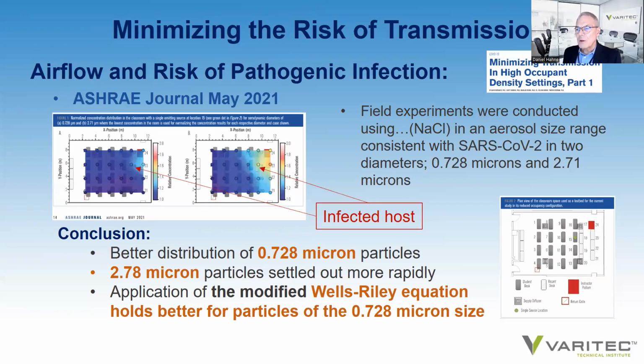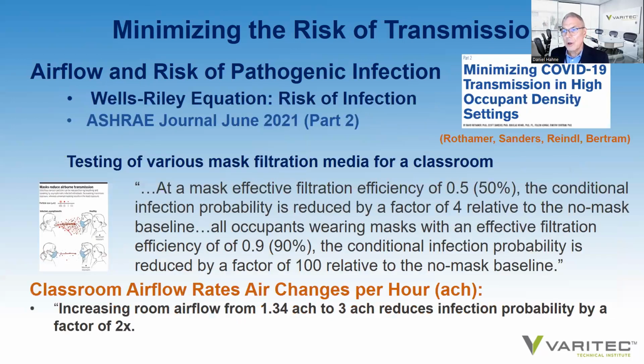And then they used the Wells-Riley modified equation to demonstrate that a particle of 0.728 microns does disperse more readily throughout the environment than the larger 2.78, because the larger particle will respond to gravity and drop out of the air more quickly than the smaller particle. Be aware when you're dealing with flu or COVID-19 pathogens, you're looking at particle sizes of 0.125 microns, 0.15 microns, so considerably smaller than the particle size used in the ASHRAE Journal article.